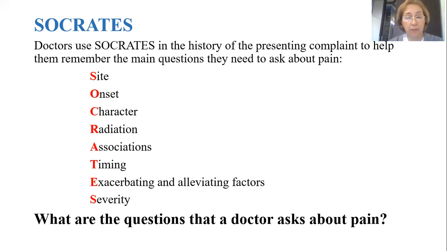Exacerbating and alleviating factors. Exacerbating means what makes pain worse, and alleviating what makes it less severe. And severity is about how strong the pain is. So this is the SOCRATES model, just to help doctors to ask correct questions. And what are the questions that the doctor asks about pain? So about each of the steps here in this model, what are the questions?